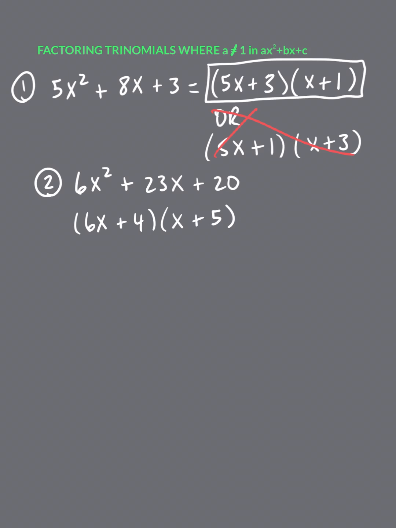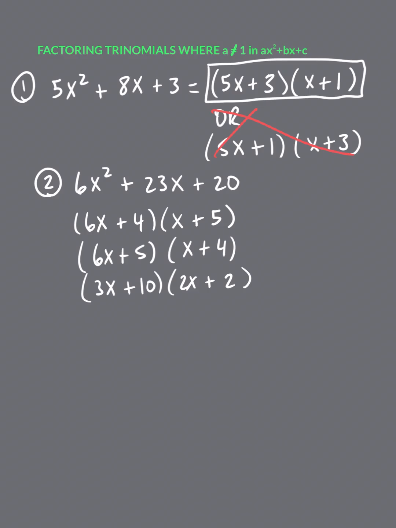And you do have a plus and a plus since these are both positive. But it could also be the other way around, 6x plus 5 and then x plus 4, or maybe it's 3x and 2x to make 6x squared. Maybe it's 10 and 2 to make 20. So you can see that you're just going to have a lot of options, and it's just going to make the guessing and checking a little bit more challenging. So there's this method called the AC method. So I'm going to teach that to you now.